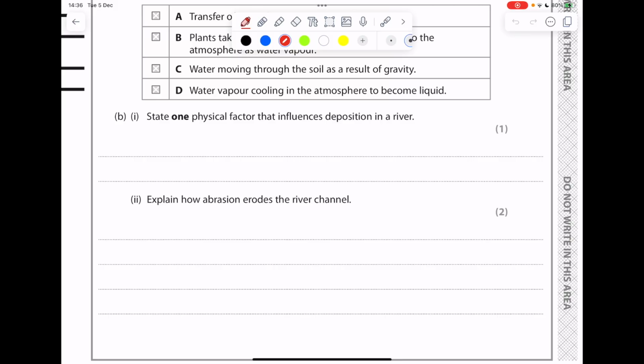Now we're going to look at some past paper questions. State one physical factor that influences deposition in a river. So remember, deposition is the laying down of material transported by a river. You have so many options here. You could talk about sediment size, river speed, gradient, the presence of any confluences, or if there's a blockage or any kind of barrier, but they only want one factor, so I'm going to go with sediment size.